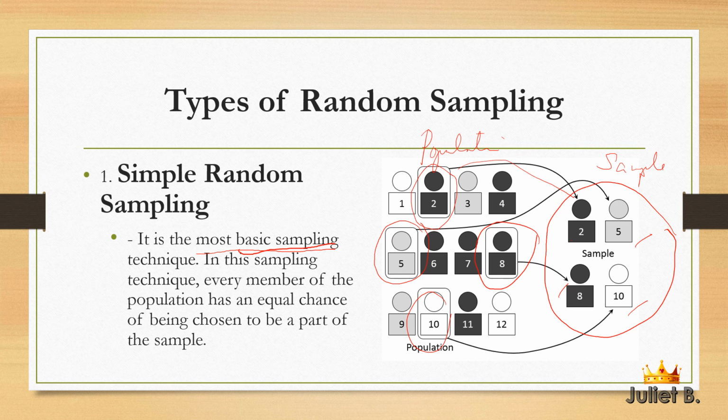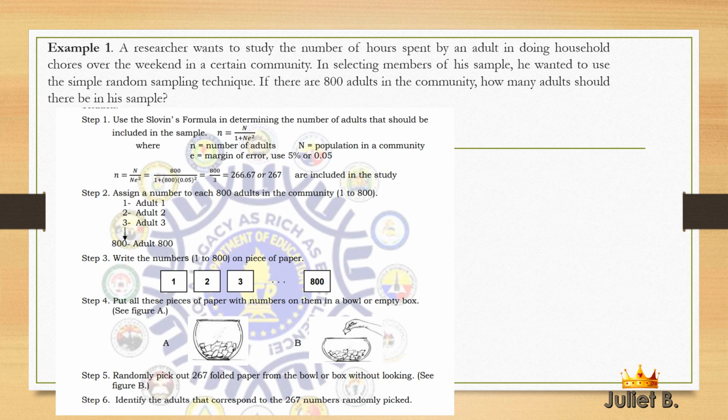So, let's have an example for this. Example 1. A researcher wants to study the number of hours spent by an adult in doing household chores over the weekend in a certain community. In selecting members of his sample, he wanted to use the simple random sampling technique. If there are 800 adults in the community, how many adults should there be in his sample?